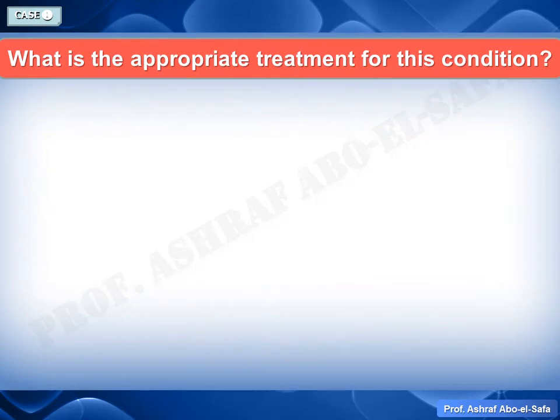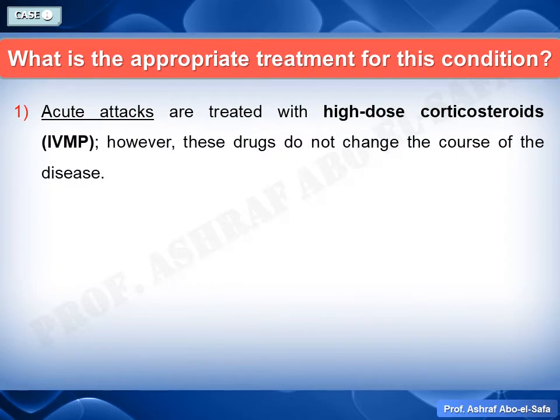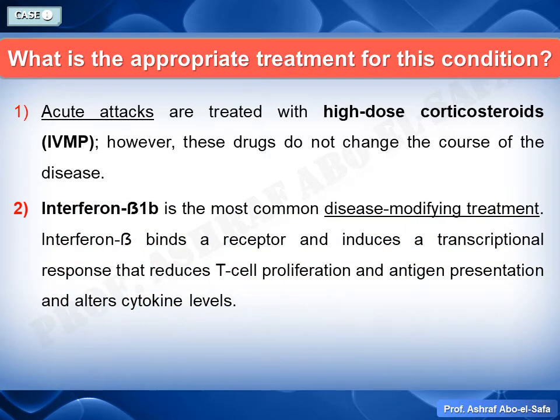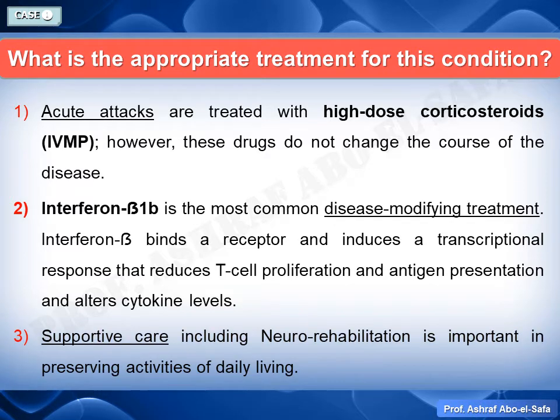What is the appropriate treatment for this condition? Acute attacks are treated with high-dose corticosteroids. We call it intravenous methylprednisolone or IVMP. It's a mega dose of methylprednisolone. However, these drugs don't change the course of the disease. So the second line is a disease-modifying treatment, and the most common is interferon beta 1b. It binds the receptor and induces a transcriptional response that induces T cell proliferation and antigen presentation and alters the cytokine levels. Finally, supportive care, including the neurorehabilitation, is important in preserving activities of daily living.